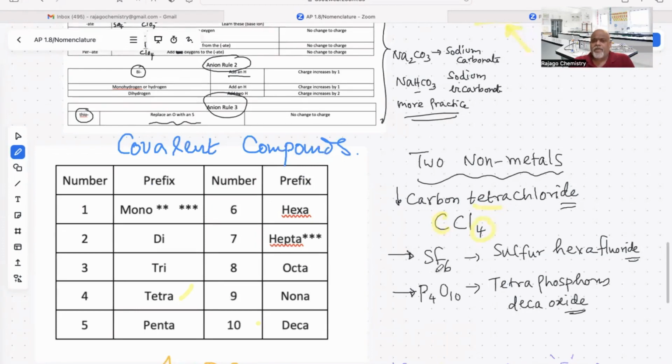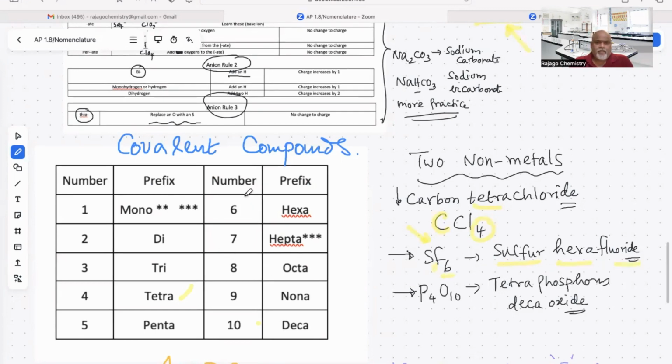So CCl4. Yes, it gives SF6. I see that both of them are non-metals, both sulfur and fluorine. So that means it's obviously a covalent compound. Then I have to use covalent nomenclature. So it is a monosulfur. There is only one sulfur. I don't have to specify that. So I write sulfur hexafluoride. There are six fluorides, so I write hexafluoride.